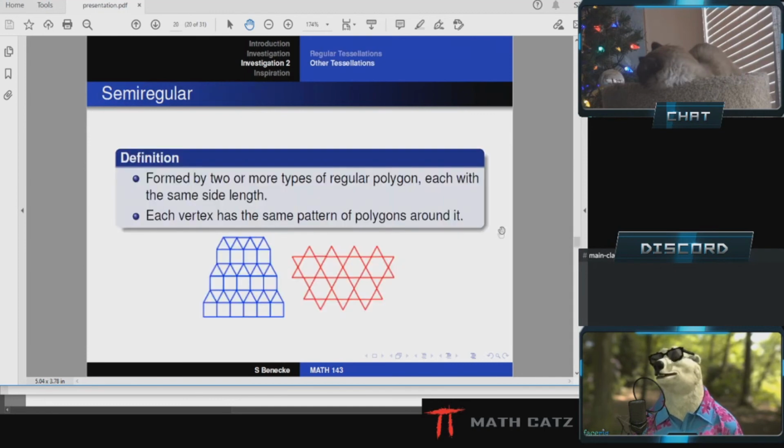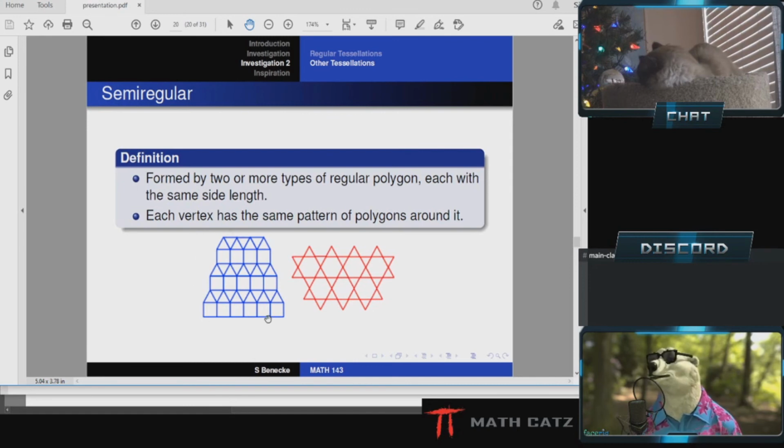What can we do then? Well, then our options open up. And we're going to call it a semi-regular tessellation. It's regular in the sense that the polygons that I'm allowed to use are all regular polygons. However, I'm not restricting myself to just one type.